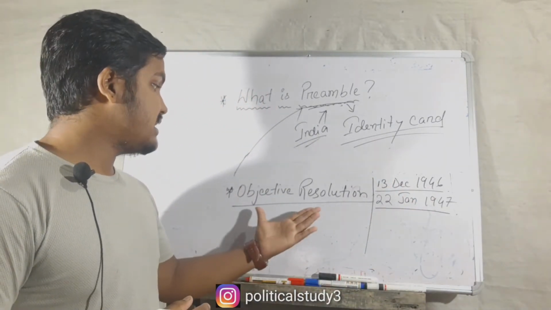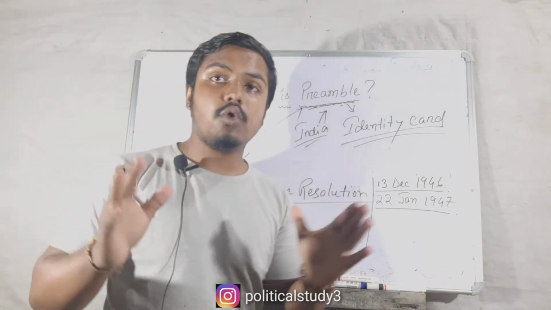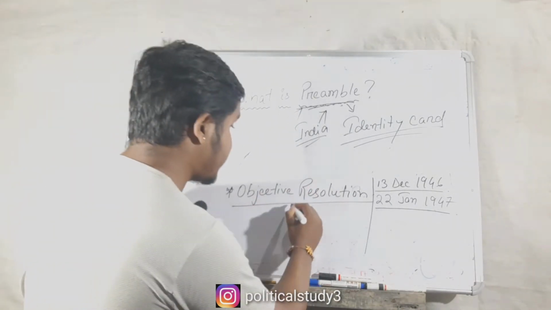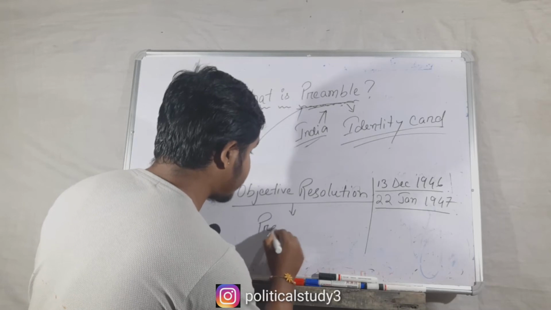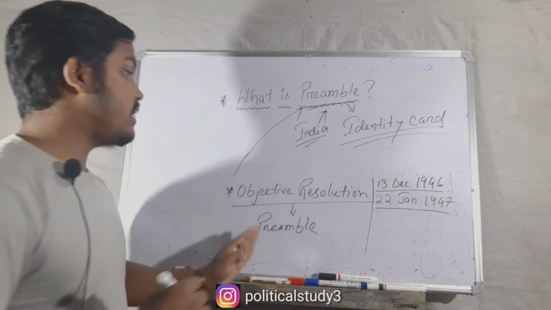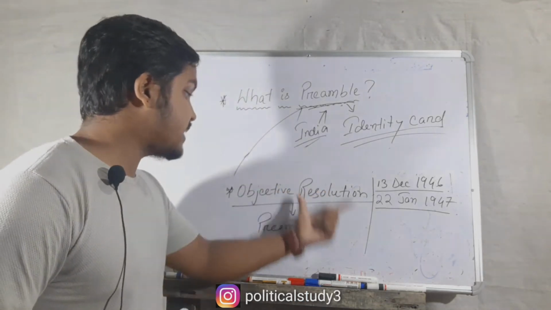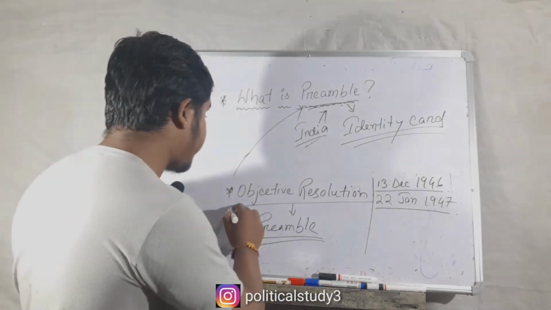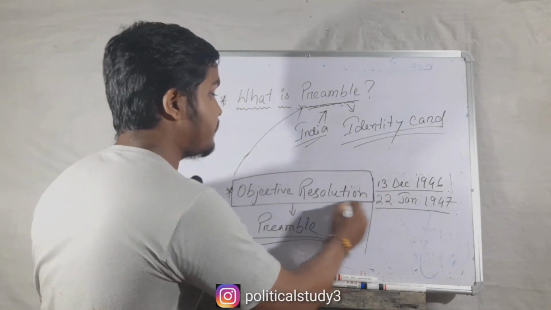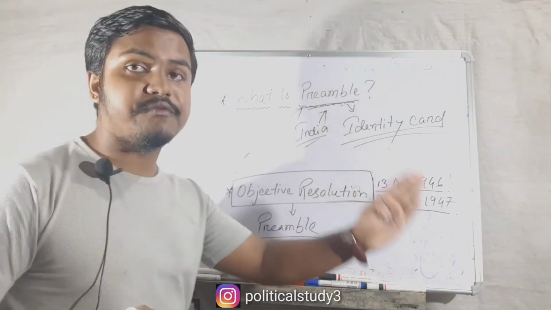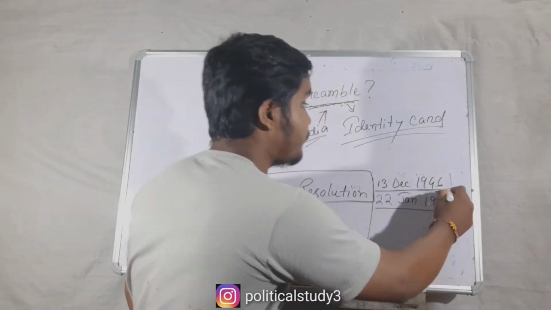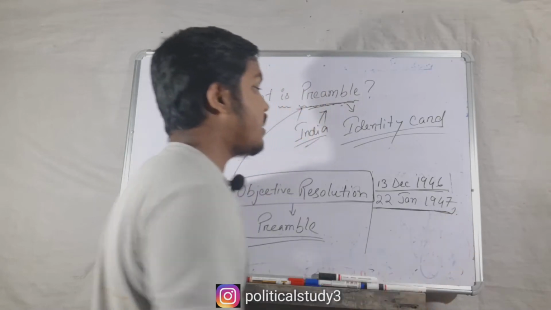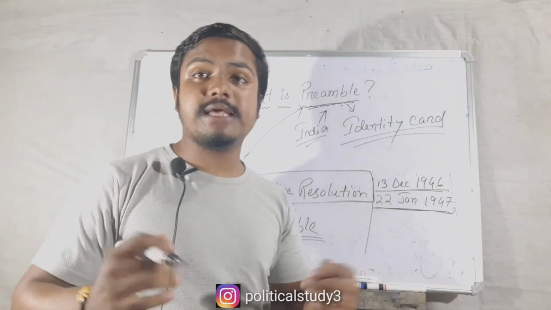Now if you hear the word objective resolution, don't be confused, because the preamble of our Indian Constitution is based on this objective resolution. Earlier it was known as objective resolution, and later on it came to be known as preamble. It was drafted by Pandit Jawaharlal Nehru on 13 December 1946, and accepted by the Constituent Assembly on 22 January 1947.